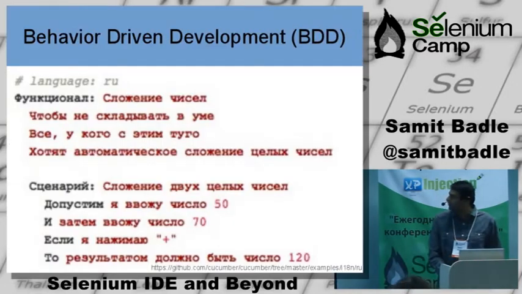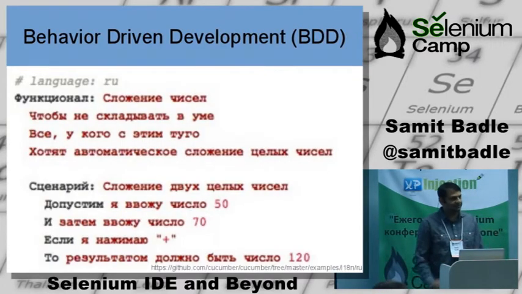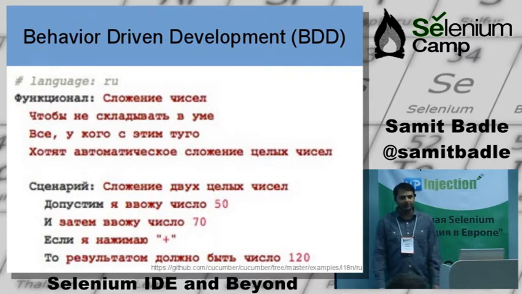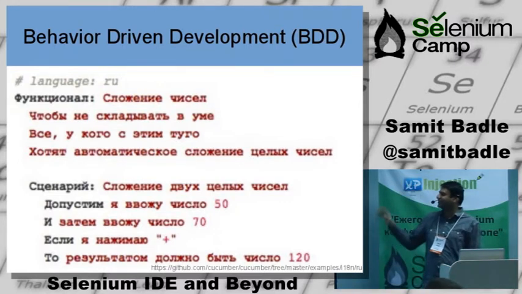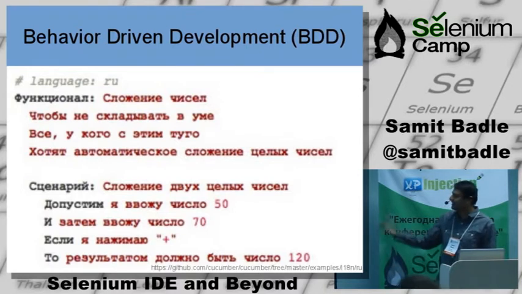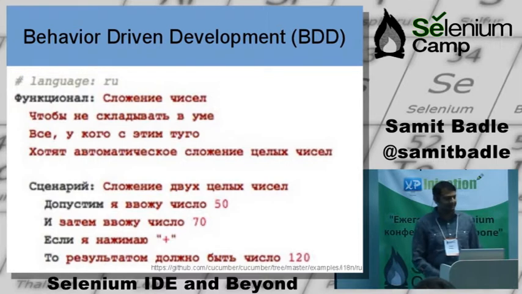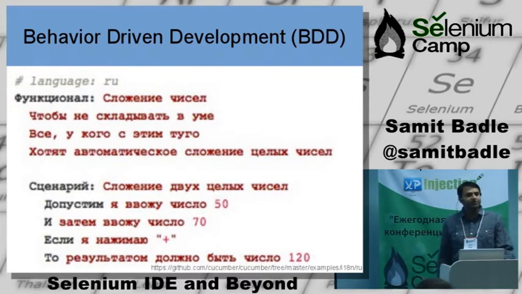Okay, so one of the other things is you can do BDD in the language of your choice. I can't read this, but I'm hoping you can. I have no idea what it is. I just found it and copied it from the internet. So apparently it's a test and it's written in Russian. Good. So you can use Chinese, Russian, and it's like 30, 40 different languages where you can write your tests in.